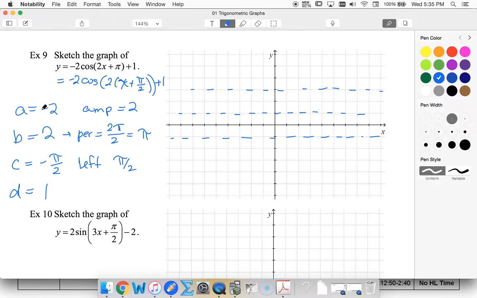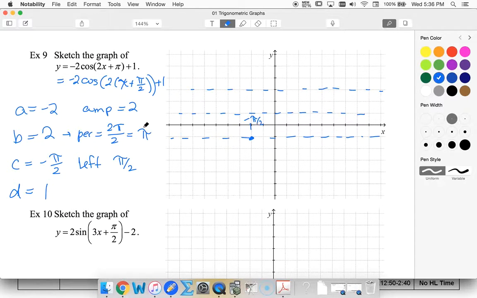My negative is reflecting. I'm going to start at -pi over 2. So I'm going to go over 2 just because I like to go over 2. I'm going to call that -pi over 2. And that's where I'm going to put my minimum value, because cosine normally starts at its maximum, but my negative is reflecting.